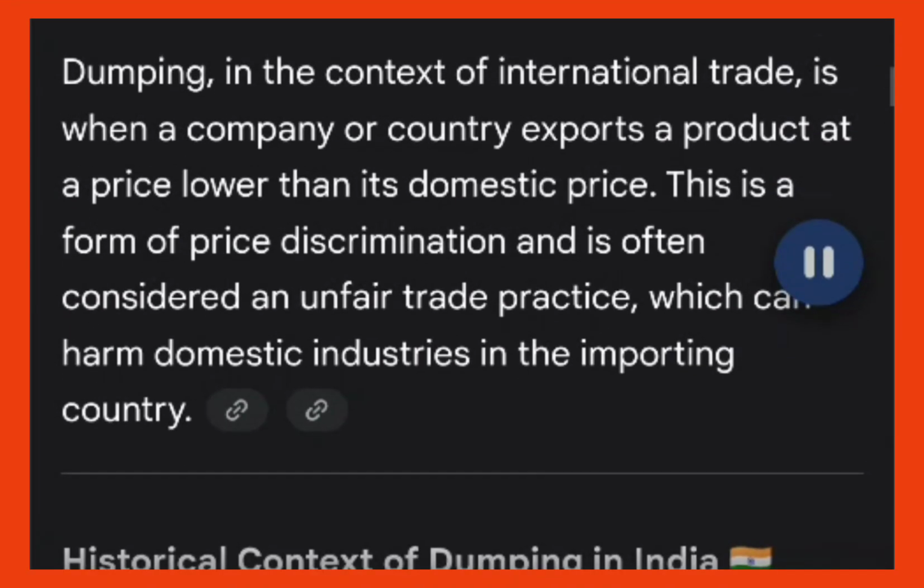Dumping, in the context of international trade, is when a company or country exports a product at a price lower than its domestic price. This is a form of price discrimination and is often considered an unfair trade practice, which can harm domestic industries in the importing country.